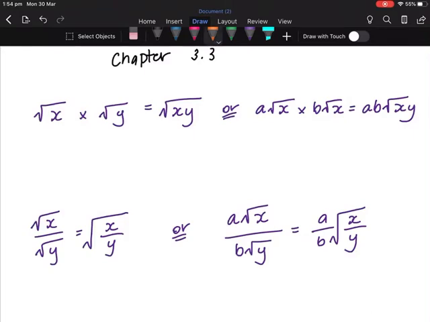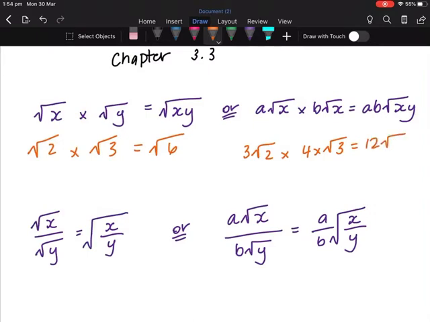So quick example, that would mean the square root of 2 multiplied by the square root of 3 would be equal to the square root of 2 times 3, which is 6. Likewise, 3 times the square root of 2 times 4 times the square root of 3 would be equal to 3 times 4, which is 12, times the square root of 2 times 3, which is 6.